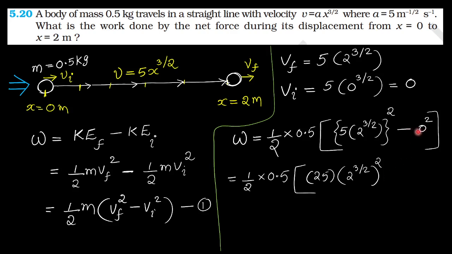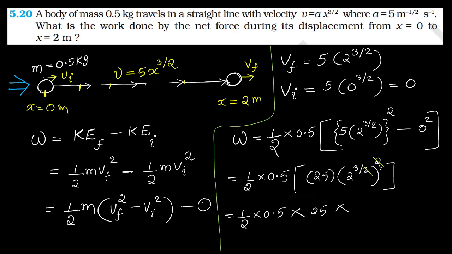0 square is 0. I don't want to write it. Half into 0.5 into 25 into, you know that 2 raised to 3 by 2 all square. In this case the power to be multiplied.